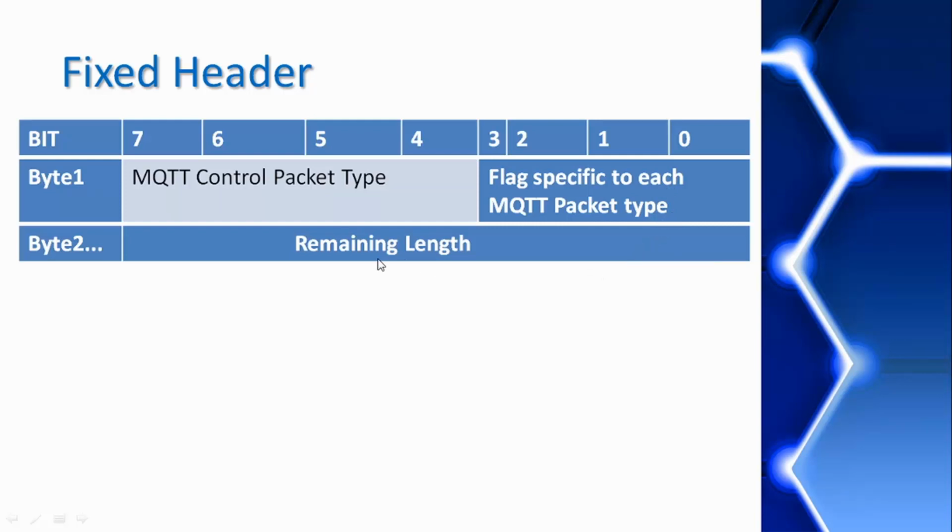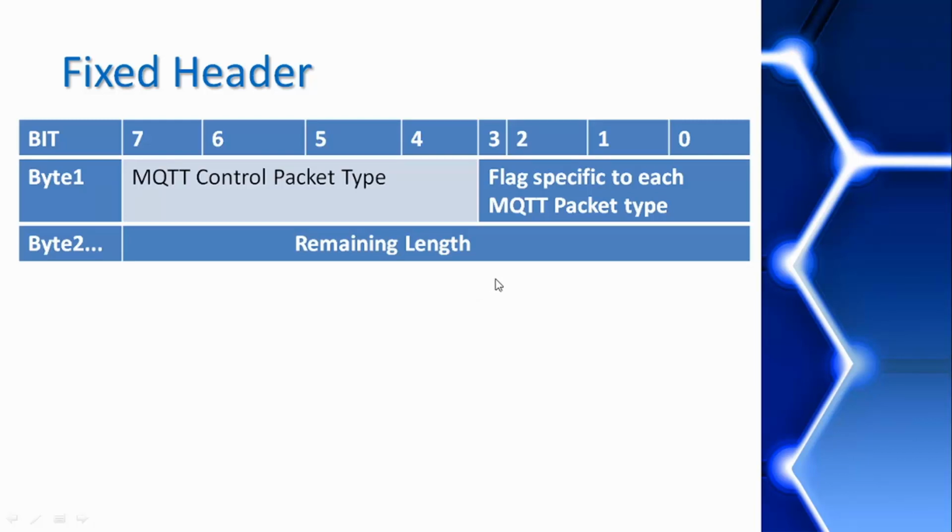The remaining length is a variable byte integer that represents the number of bytes remaining within the current control packet, including data in the variable header and the payload. In a more informal way, the remaining length is nothing but the length of the variable header plus the length of the payload. We will see remaining length in detail in a later part of the course.